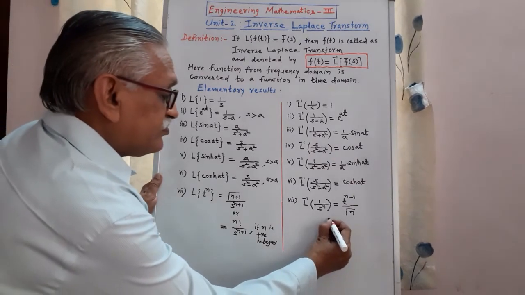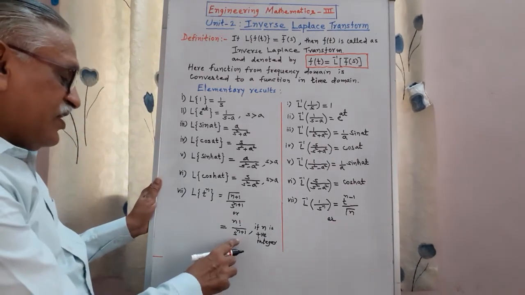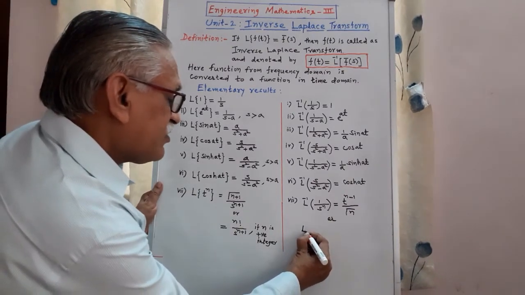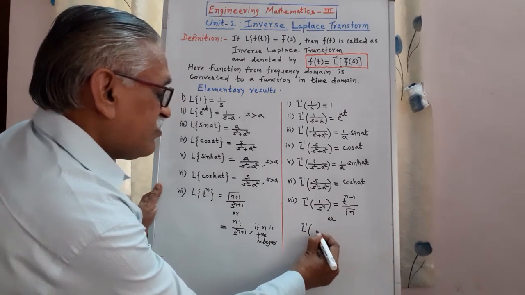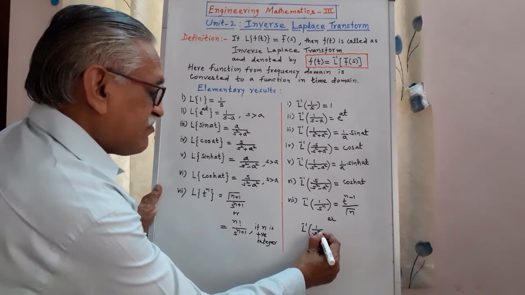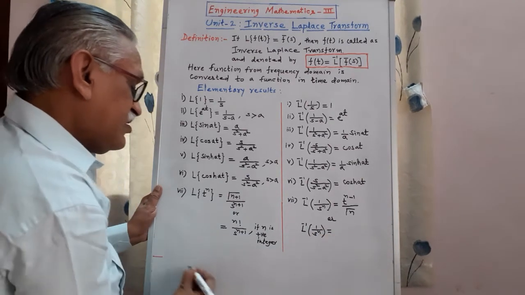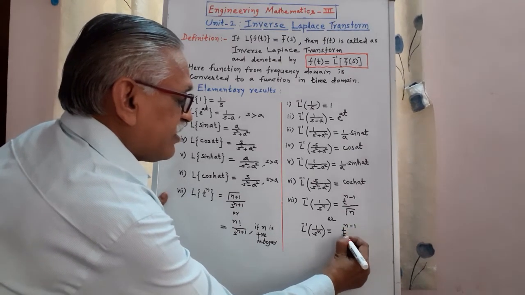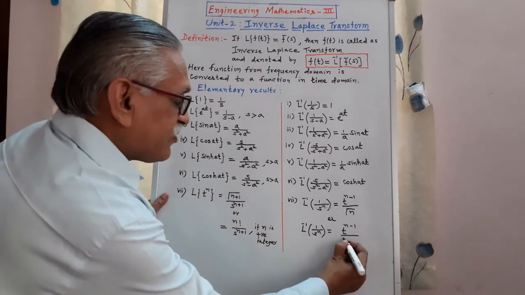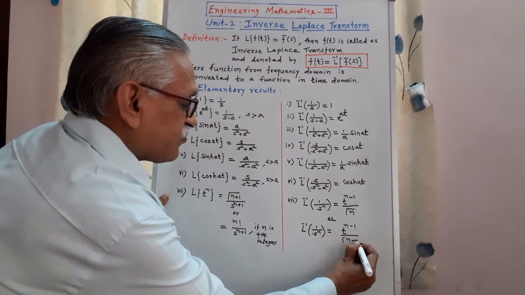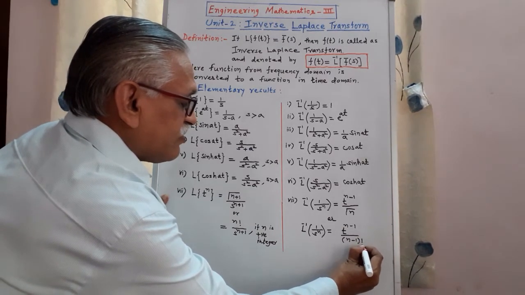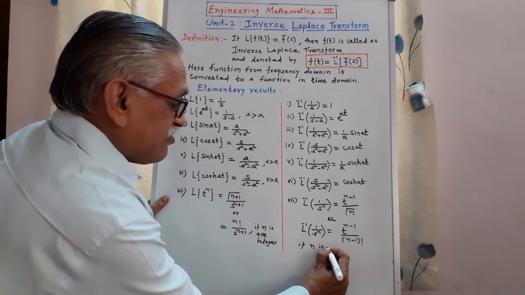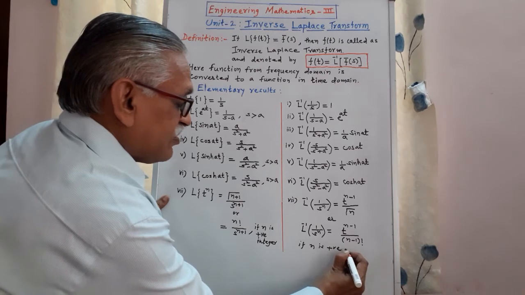Or if we have this result, whenever n is a positive integer, in that case inverse Laplace of 1 by s raised to n is t raised to n minus 1 divided by n minus 1 factorial, n replaced by n minus 1, if n is a positive integer.